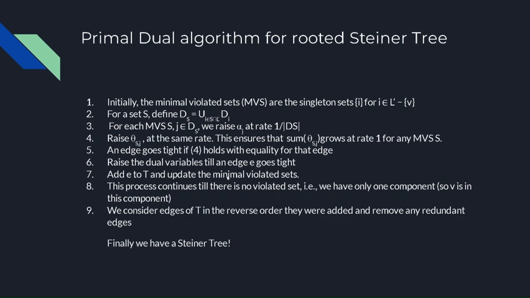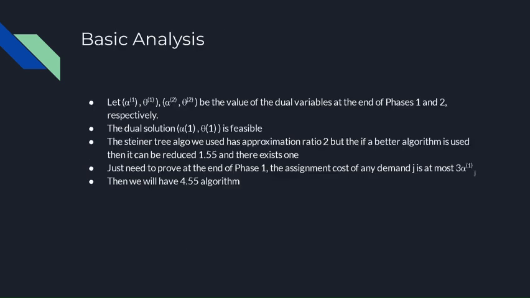And then what we'll do is consider the edges in the tree in the reverse order in which they were added, and remove any redundant edges. That is, already we have got a connection and we don't need any other edge. So finally we'll have a tree, a Steiner tree. So yeah, that is the algorithm.